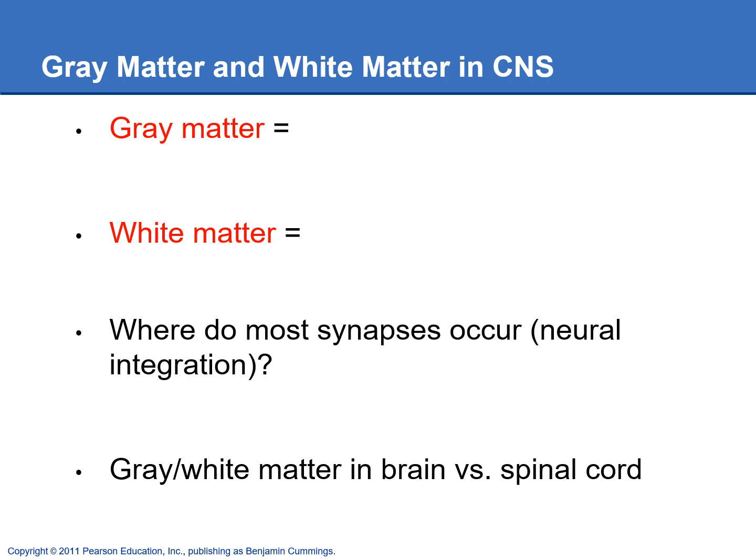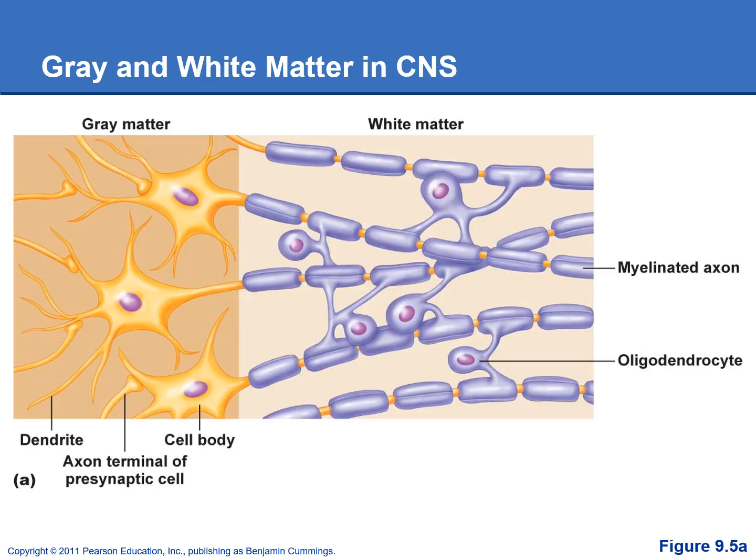So we'll start with the gray matter and white matter. Let's take a look at a picture of this. Gray matter and white matter got their names because of their color. White matter looks white because of the myelin sheath on the myelinated axons that make up the white matter. And then the gray matter does not have any myelin in it.